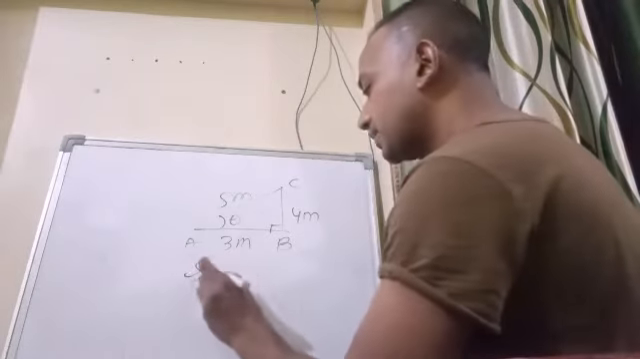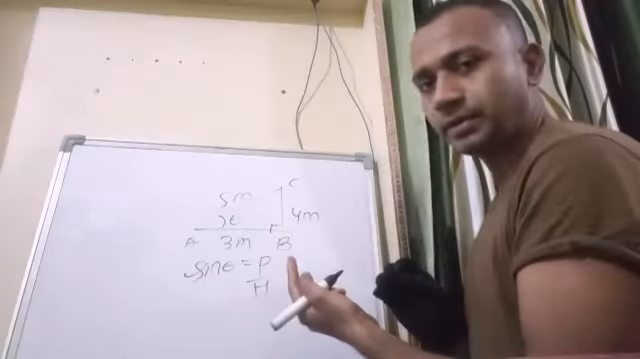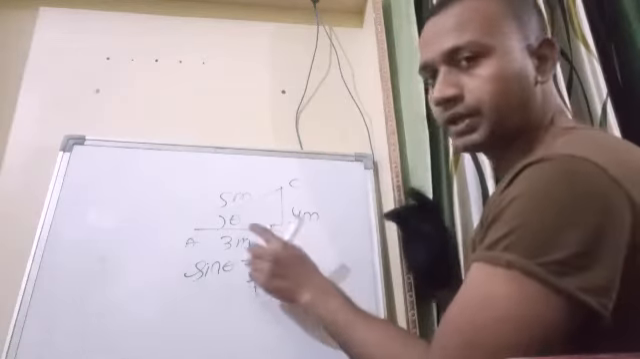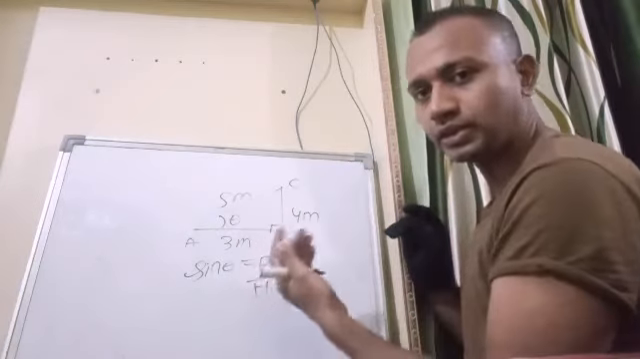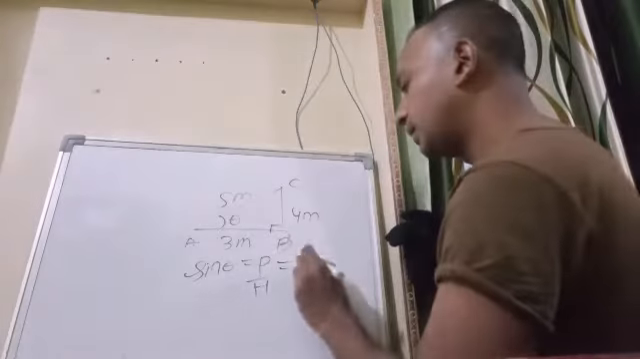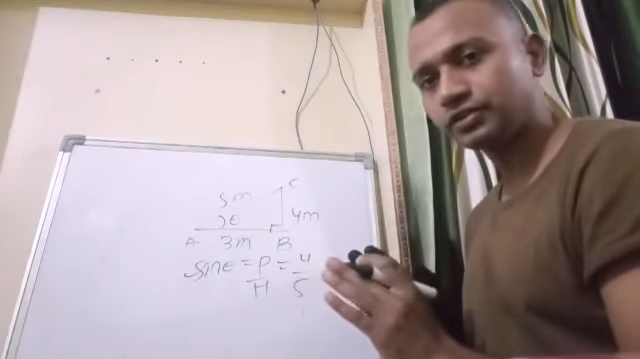Now, sine theta is the ratio of perpendicular over hypotenuse. Now, for this theta, which side will be perpendicular? Because we are having two perpendiculars here. For this angle, the perpendicular will be the side which is just opposite to theta. Which is what? 4. And hypotenuse is the longest side. So this is what sine theta is. It is simply the ratio of what?